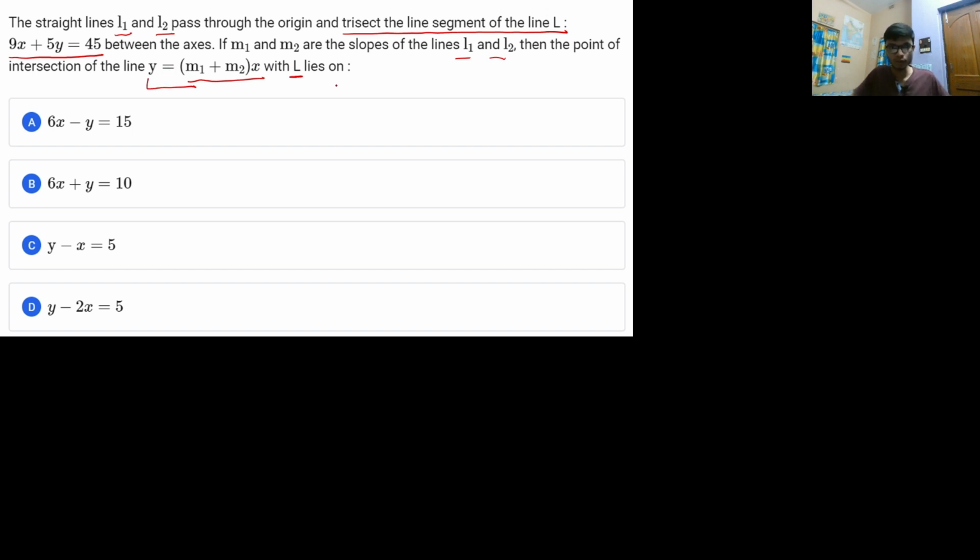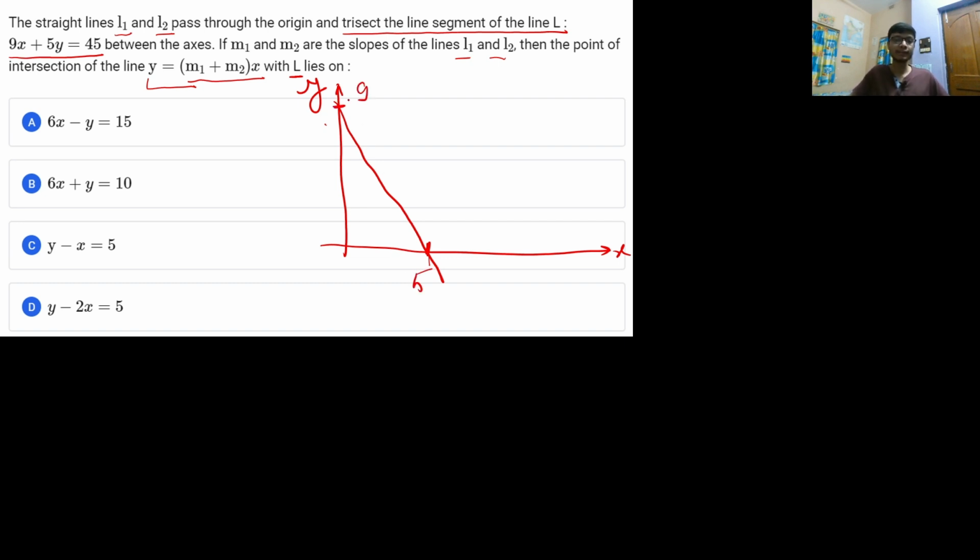Let me draw the situation at first. The situation says that there is a line between the coordinate axes, that is 9x plus 5y is equal to 45. So the line looks like this. The x coordinate of the line will be equal to 5 and the y coordinate of this line will be equal to 9.